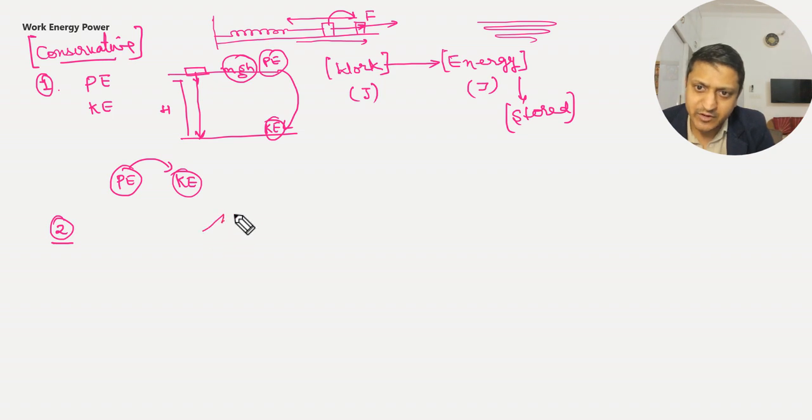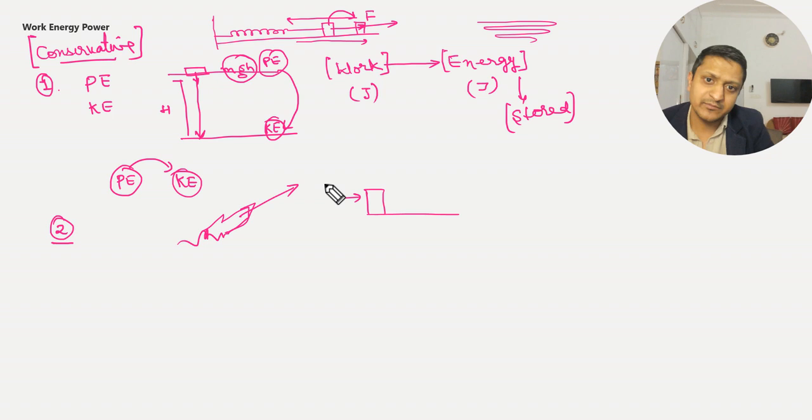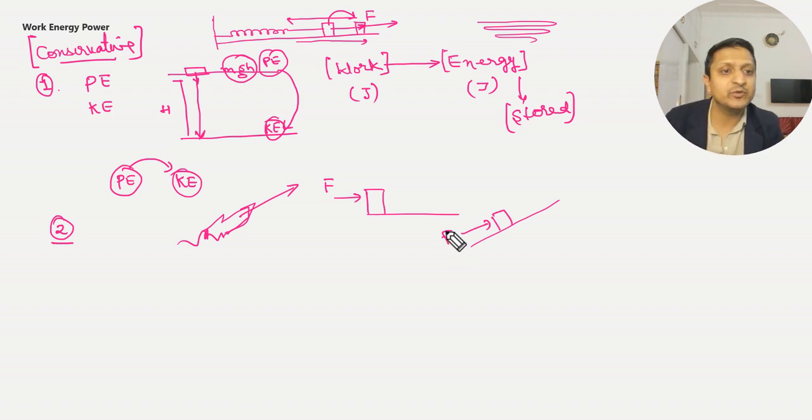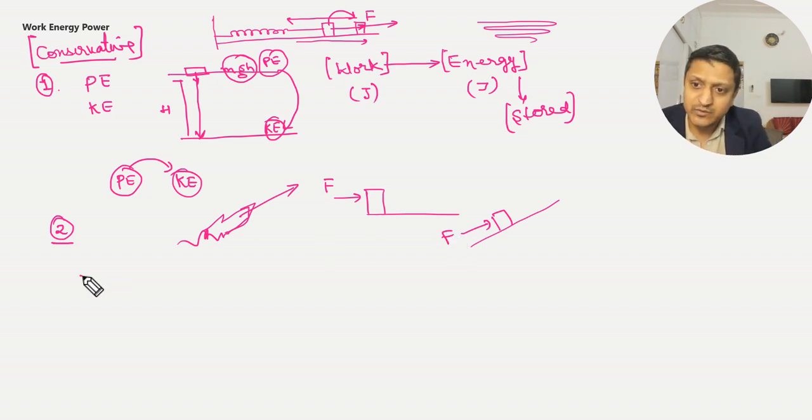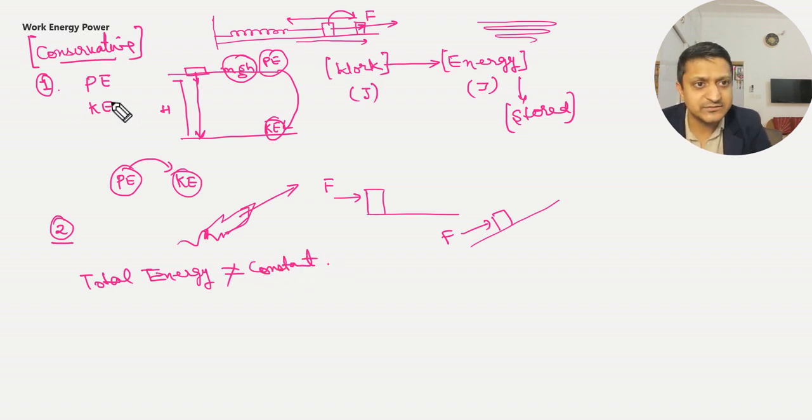Suppose there is some rocket and it needs to go up and we put some force over there, or there is some object and we are putting some force, or there is some hill and we are putting some force. So when we put some force, the total energy is not constant. Here the total energy is constant. So this was one case, and this was the second case.